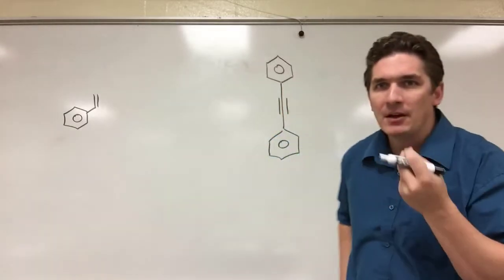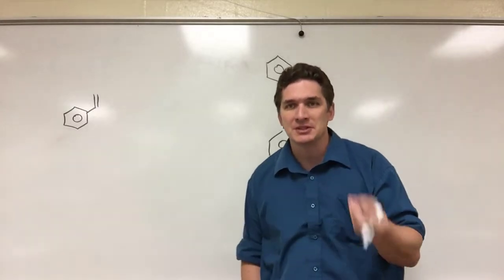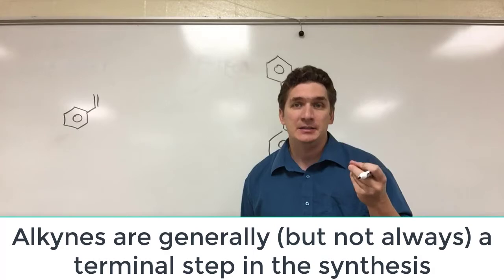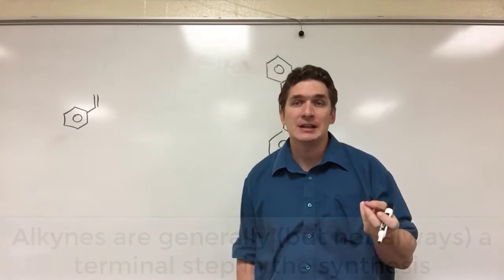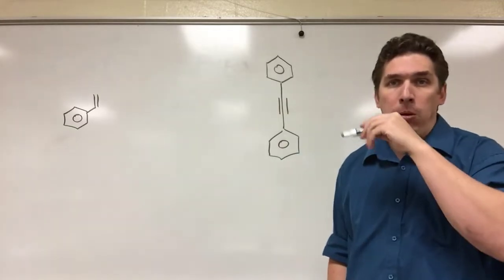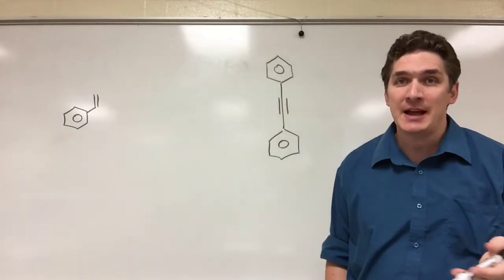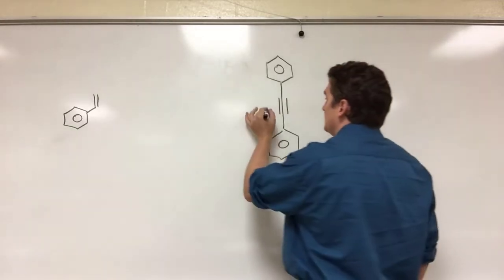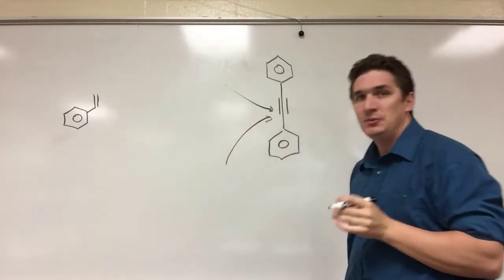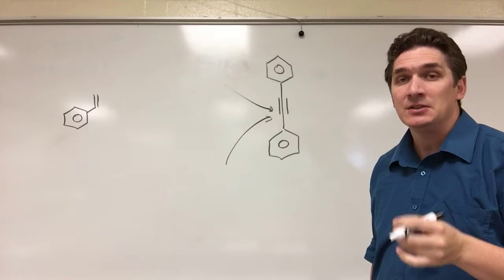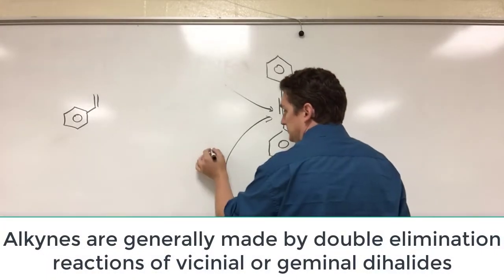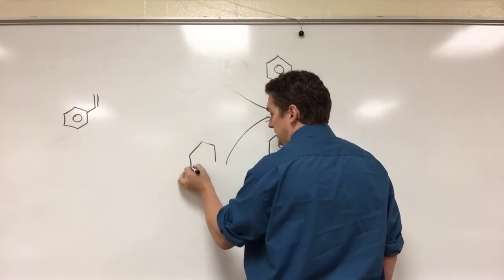So alkynes are usually going to represent a terminal step. If we're making an alkyne, we probably did a double elimination because it's not likely that we did a single elimination off an alkene to make this. So the most common way to make an alkyne, if you see it, is to start with two halogens, either vicinal or geminal relative to each other.